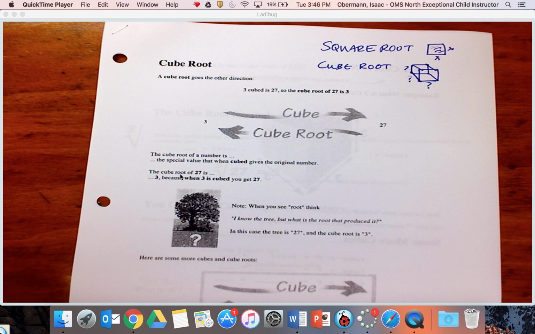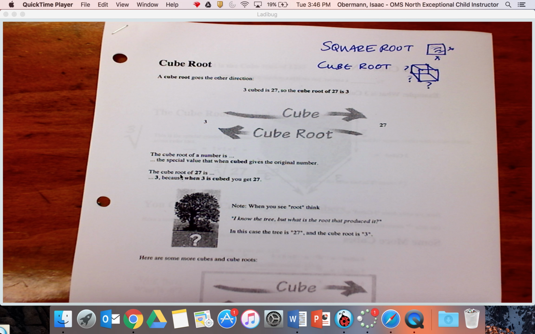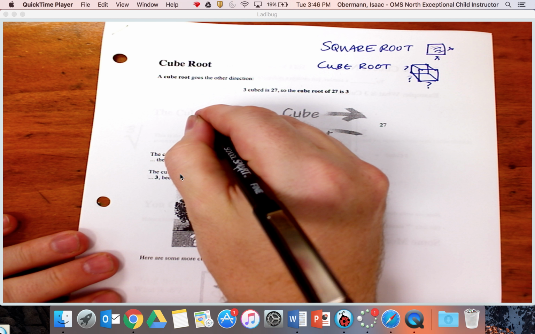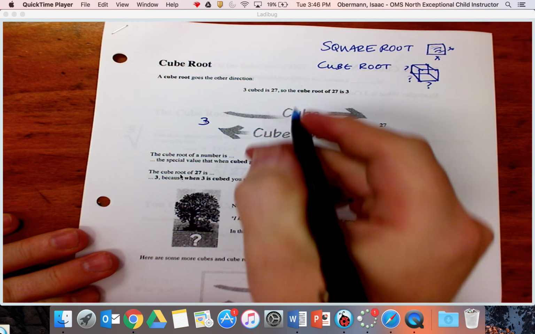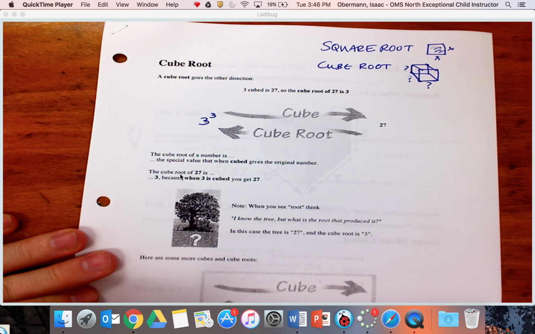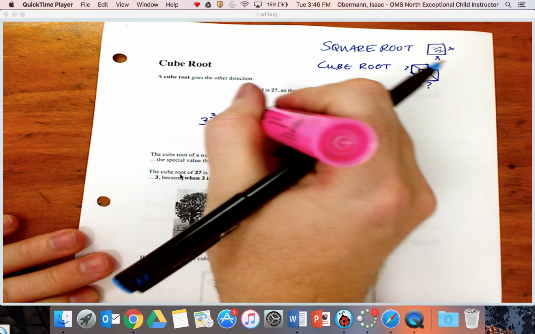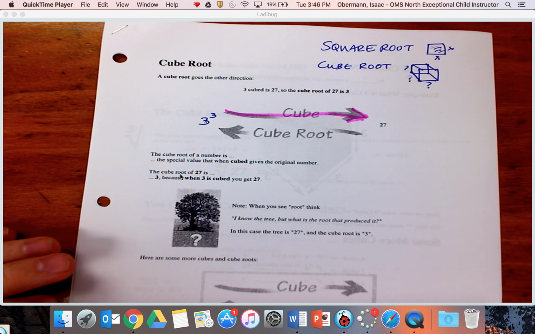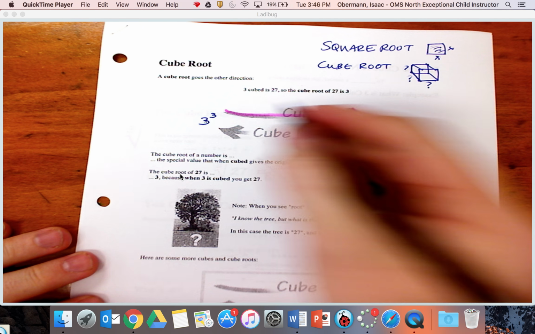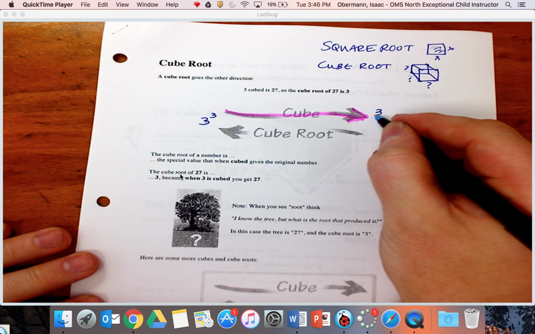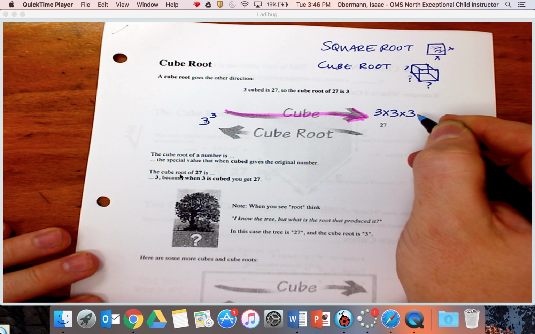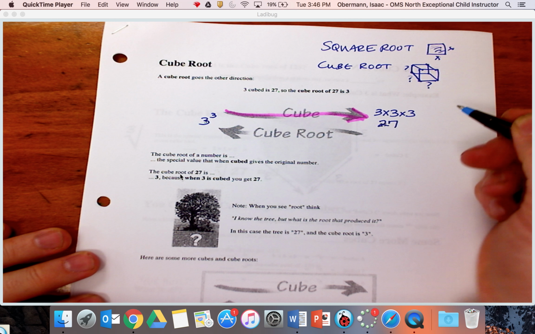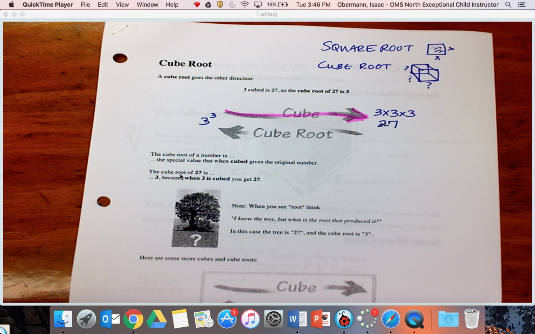As you can see, a cube root goes in the opposite direction of a cube. So if I take a number such as 3 in this case, and I want to cube it, which is to the third power, I'm going to follow the cube line here. If I do that, 3 to the third power turns into 3 times 3 times 3, and it's going to give me 27. It's going to tell me that the volume of that cube is 27.